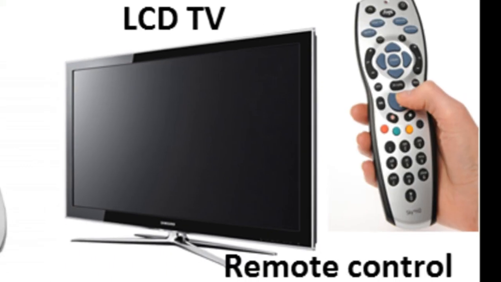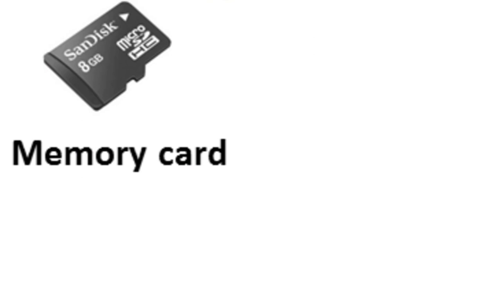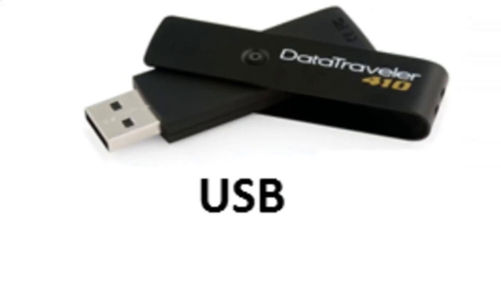This is LCD TV, a modern type of TV. The remote control for controlling TV from a far distance. This is a small device called the memory card. It is used for storing data. The same goes for a USB. USB stands for Universal Serial Bus. It is also used for storing data. We also call it data traveler.